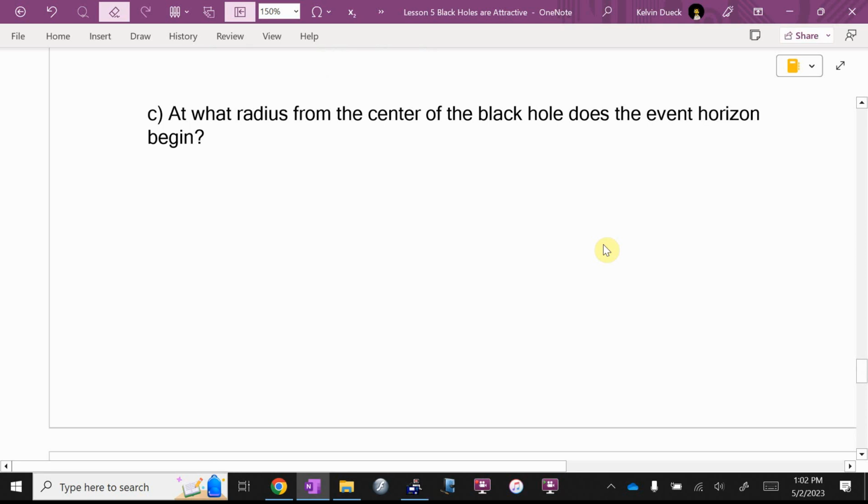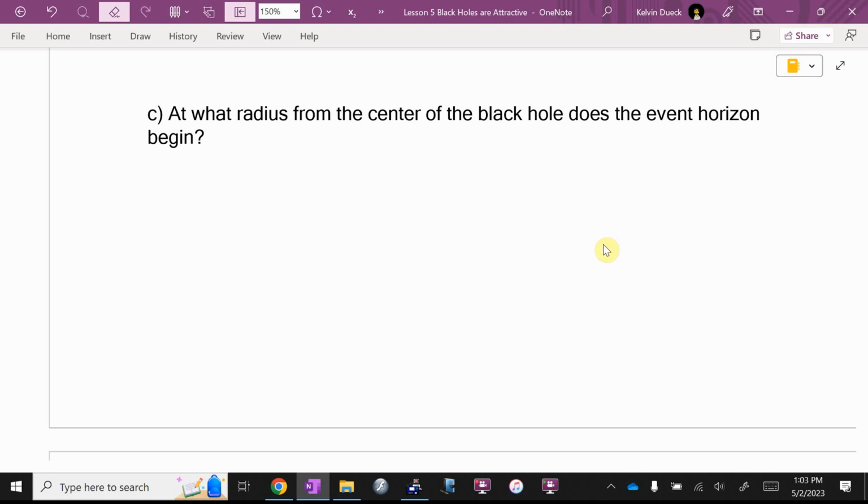At what radius from the center of the black hole does the event horizon begin? I'm not going to ask you this on the test. I may have put this one in your ultimate review, but I'm not going to ask you this on the test. But for what it's worth, okay. Ruby, what's this asking me to find?